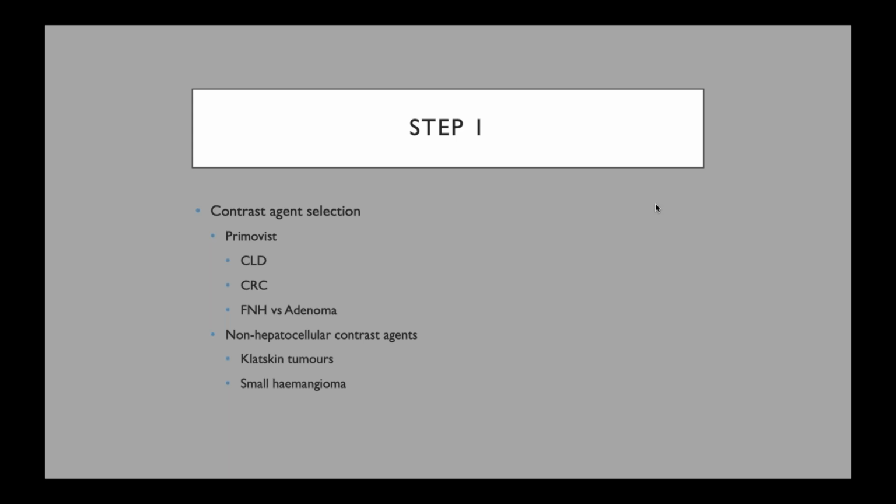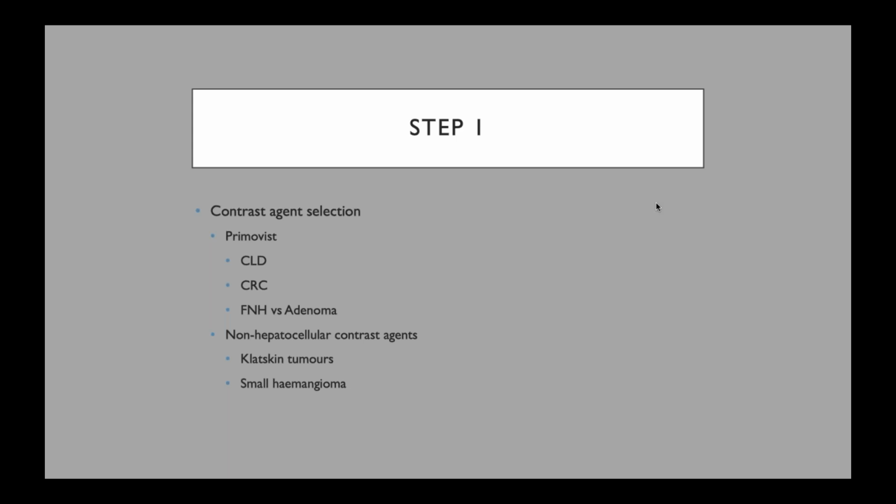These days we're quite lucky in that we've got two agents we can use. We've got the hepatobiliary agent, which is Primavist, and that gives you all the dynamic information of your arterial and portal venous phases, but it also gives you functional information by having that hepatobiliary phase and seeing how the hepatocytes are taking up the contrast. You can also use the non-hepatocellular agents. The reality is, these days we would use Primavist for about 95% of the cases that we do.